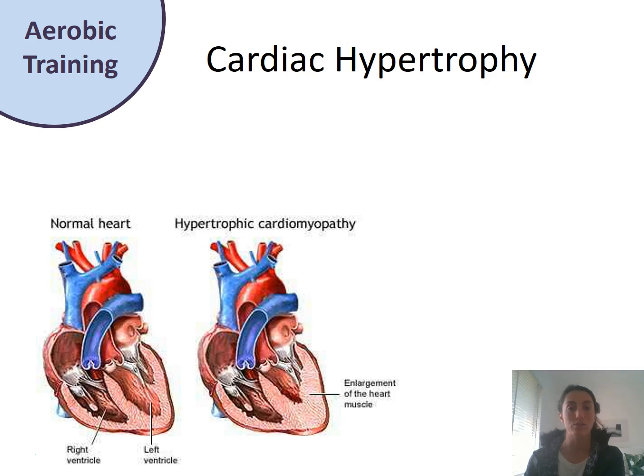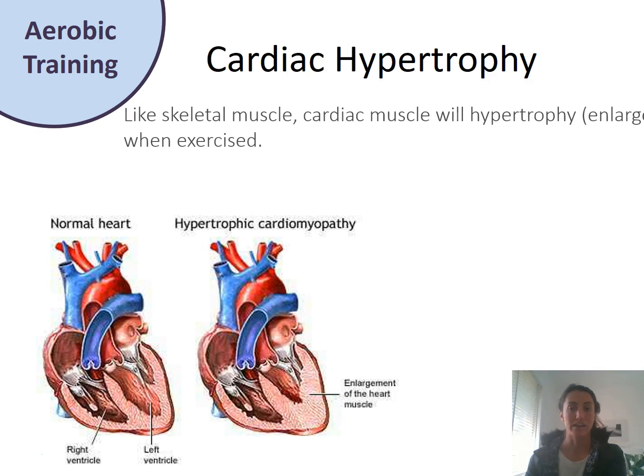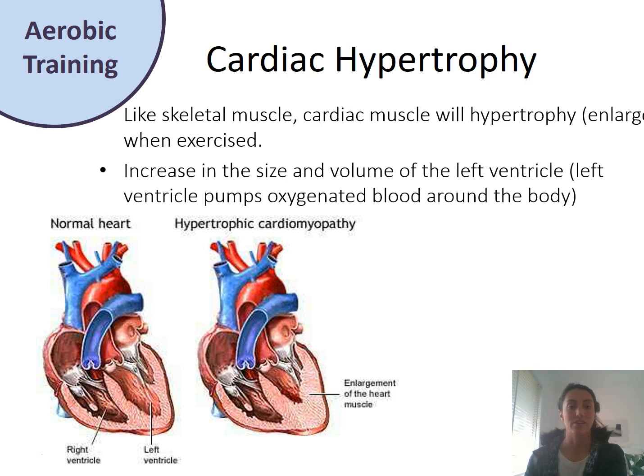Just as we looked at before with skeletal muscle hypertrophy, our heart muscle can also get bigger and larger when we exercise. So particularly the size and volume of the left ventricle is going to enlarge because it's going to be pumping more oxygenated blood around the body. You can see here's the normal heart compared to a trained athlete's heart. And the left ventricle here, remember the blood comes into the right side of the heart, goes to the lungs, and then comes back to this left side, which pumps it to the body.